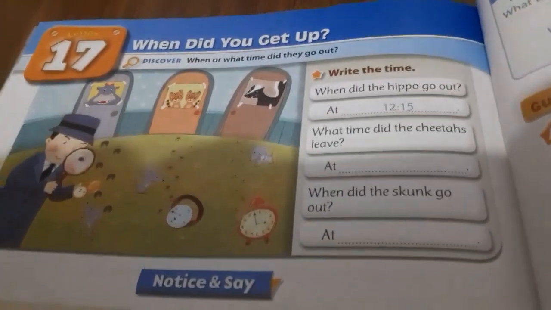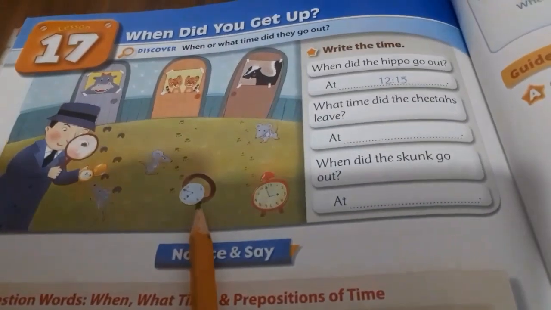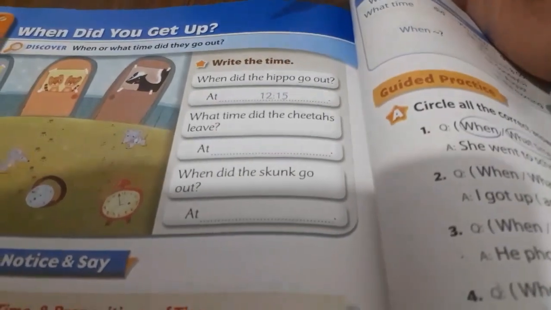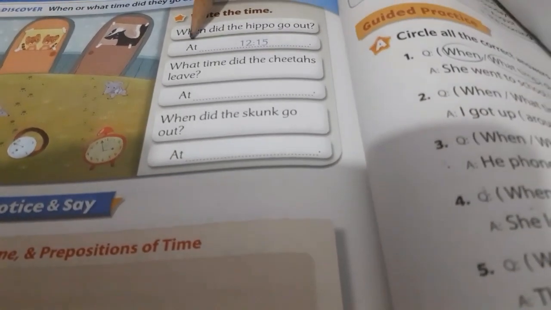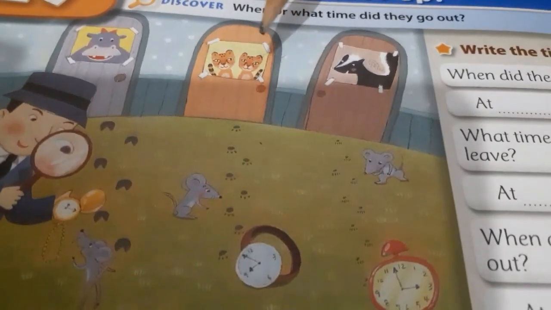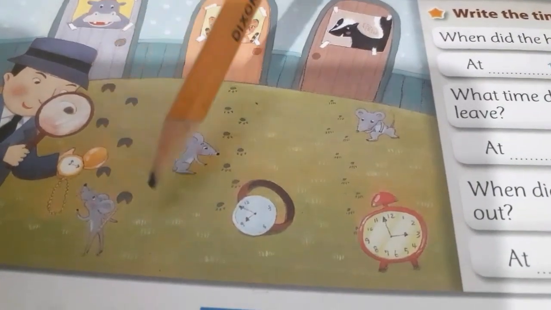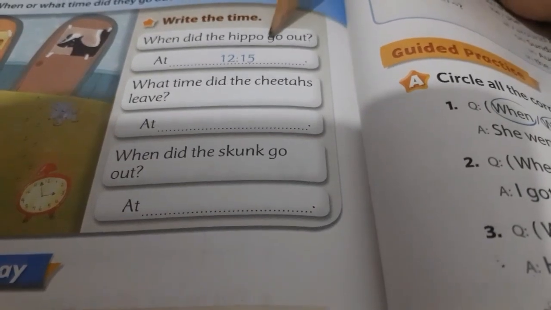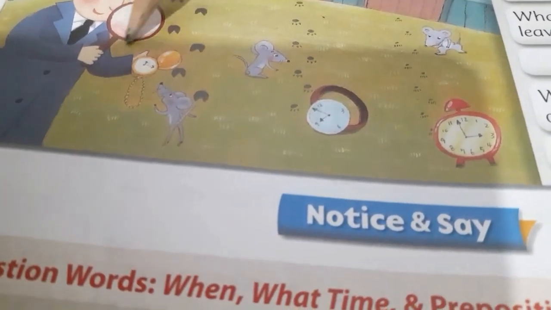So, please read the instructions every time, okay? Now, write the time. You have to look at the little watches in here to check the time. I will only read the examples for you, because you have to answer it yourselves. Now, when did the hippo go out? You have to go and look for the hippo. Is this a hippo? Yes. This is not a hippo. Those are cats. And that is a skunk. So you have to go to the hippo's door and check on this. Now go to the watch, okay? You have to look at it and answer. When did the hippo go out? At 12:15. Why? Because you have the answers in here, okay?